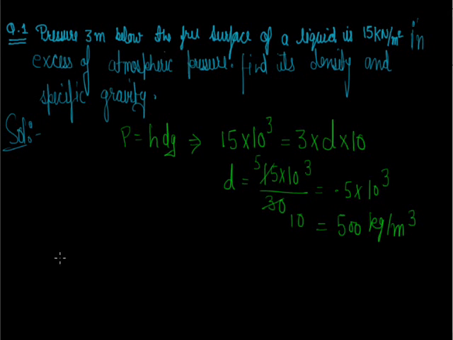And we also have to find specific gravity. As we know, specific gravity, which is also known as relative density, can be found out as density upon density of water. So density is 500 and density of water, as we know, is 1000. So it will be 0.5.